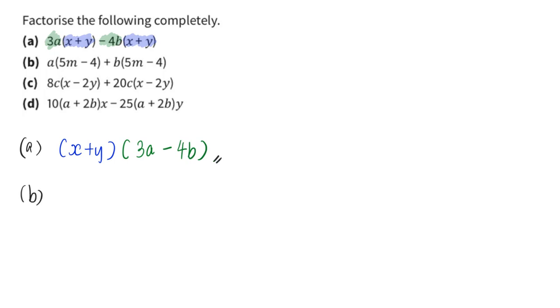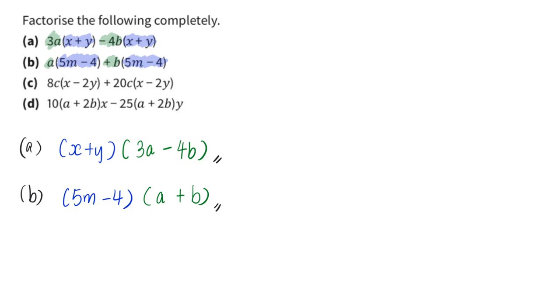Using the same idea, I saw that the common factor this time round is the bracket 5n minus 4. I take that out as the common factor, and I'm left with a plus b. Done.